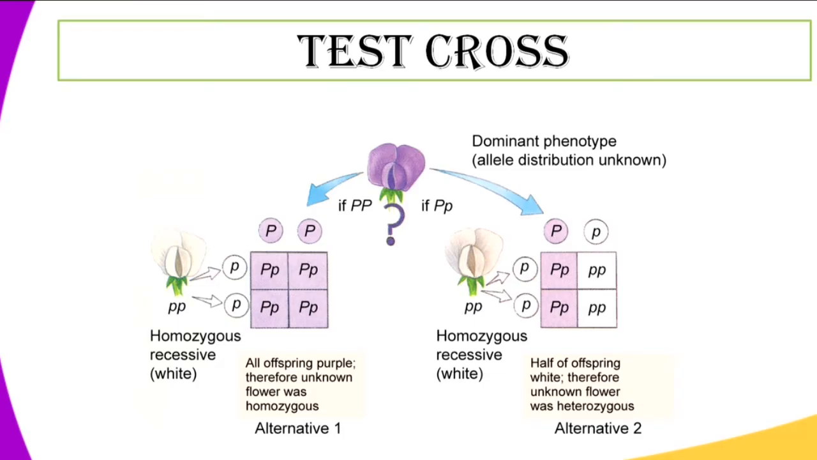So we put the homozygous dominant to see if all the first generation are going to be purple. If you put the capital P's up there, it's going to give you all purple. So all offspring are purple, therefore the unknown flower was homozygous dominant. While in the other case, we have one type of parent which is homozygous recessive. If you put the heterozygous, it means half of the offspring are going to be white, therefore the unknown flower was heterozygous. So this is used to determine the genotype of one parent, if you are given the genotype of one parent and the other parent you are not given.